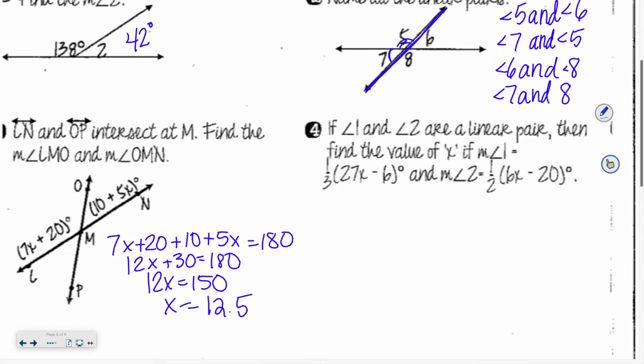All right, 12.5, plug it in. What do we get? 72.5. And if I want to check, those two angles should add up to be 180. And they do. All right, I want you to try number 4. Read it, see what you can do with it.